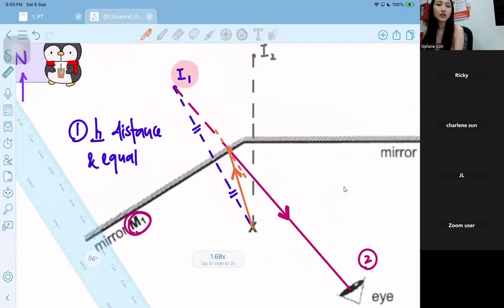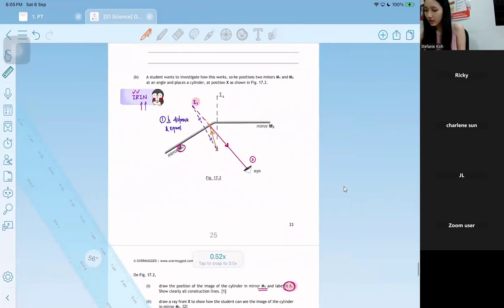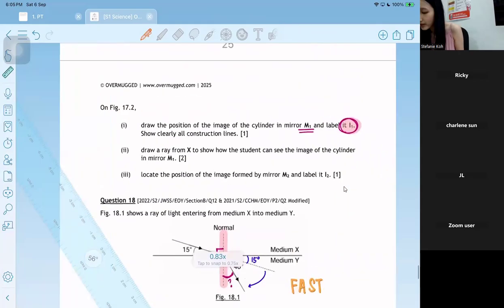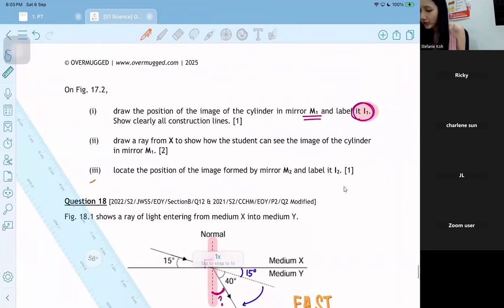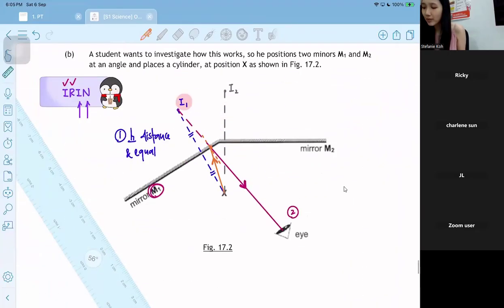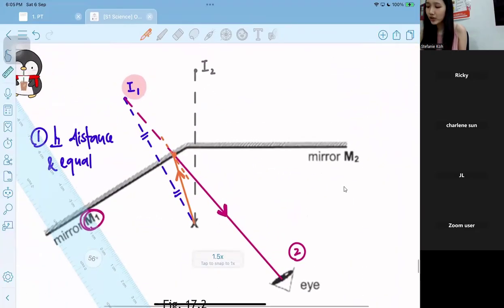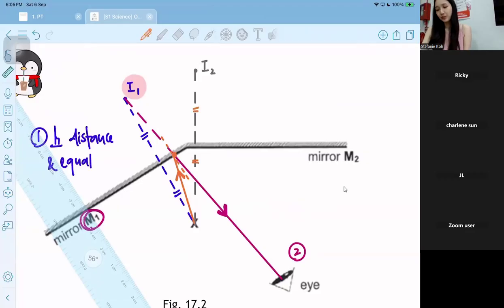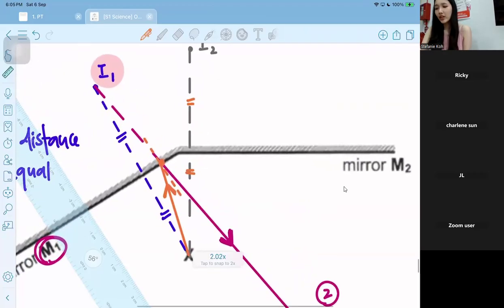Leave this here for those who need to copy. Then the gray one is for part 3. At M2, you have another mirror. Then you need to find the perpendicular distance and equal distance from the object. Again, the construction line will be a dotted line showing equidistance. You all learned in math, this symbol means equidistant.